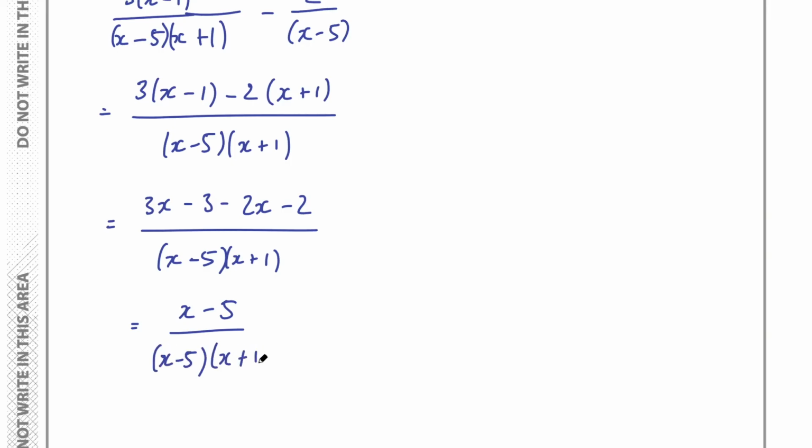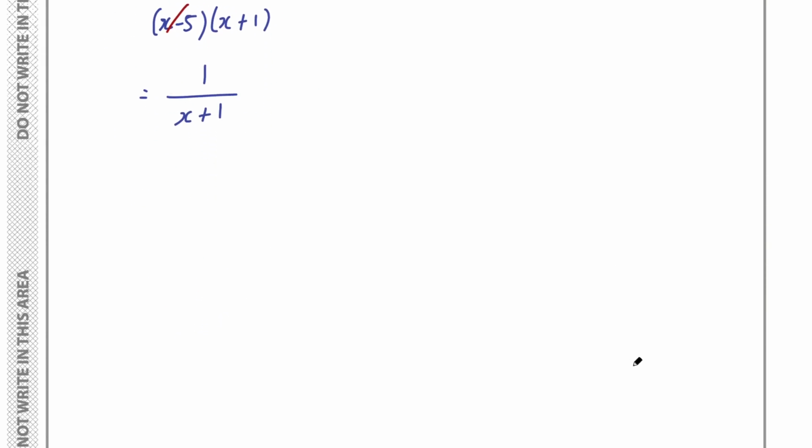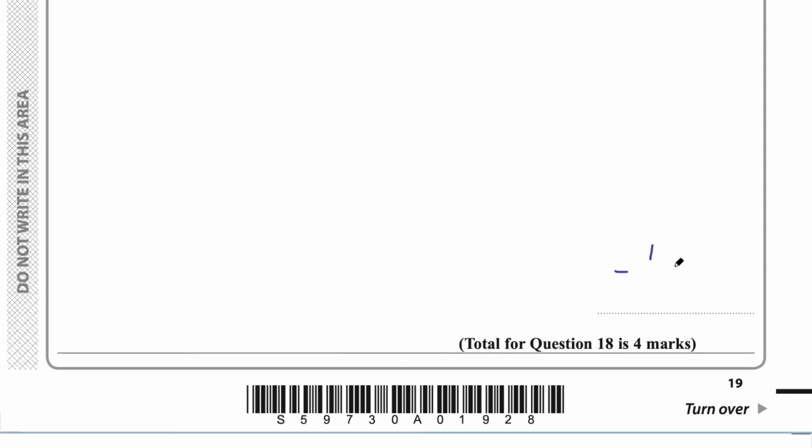Then I have an x plus 5 on the top line and an x plus 5, sorry, an x subtract 5 on the top and the bottom line. They cancel out. So I'm just left with 1 as the numerator and x plus 1 as the denominator for my final answer there. So 1 over x plus 1. That was question 18 for 4 marks.